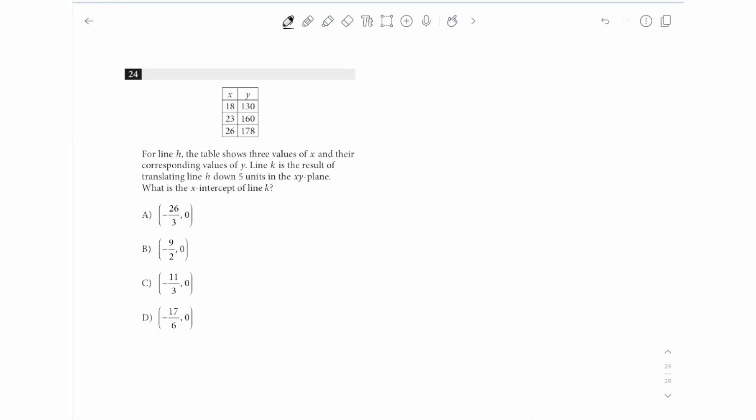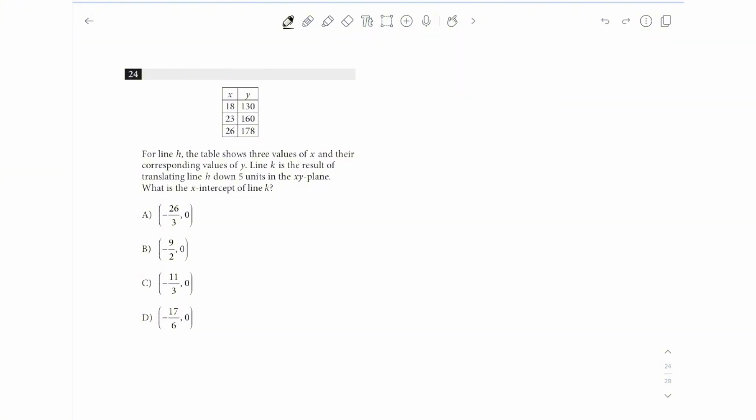Question number 24 says, for line H, the table shows 3 values of x and their corresponding values of y. Line K is the result of translating line H 5 units in the xy plane. What is the x-intercept of line K? So before we can do that, we need to find out what line H is, and we have to create it based on the points here. All we need to do that is we need 2 points, and we already have 3, so we're good.